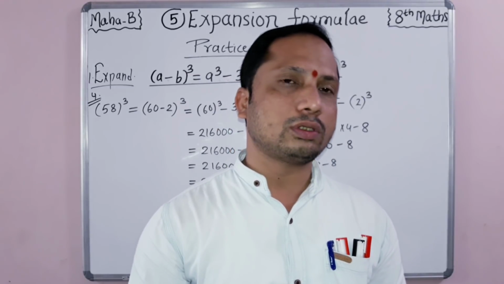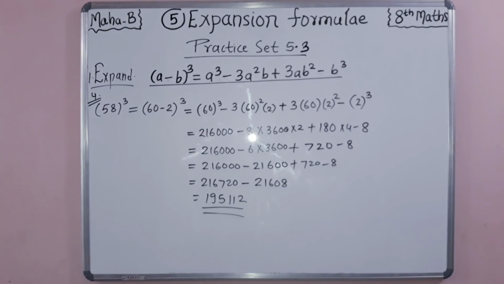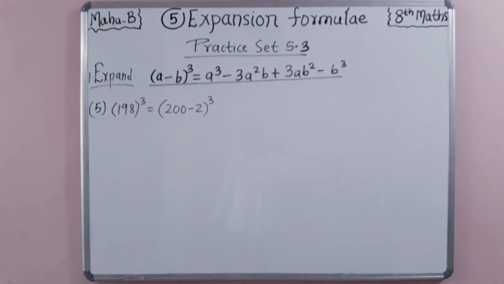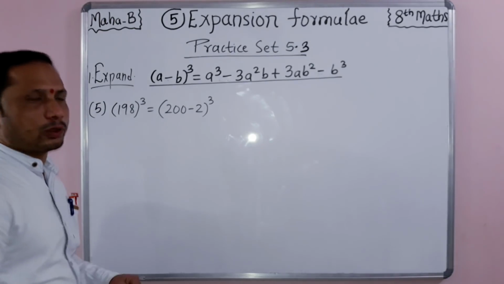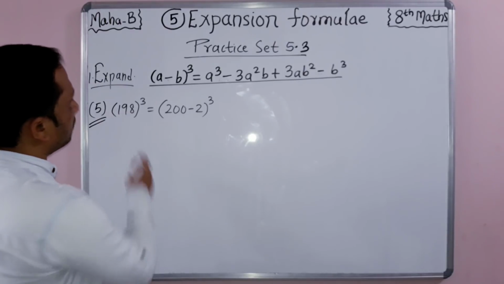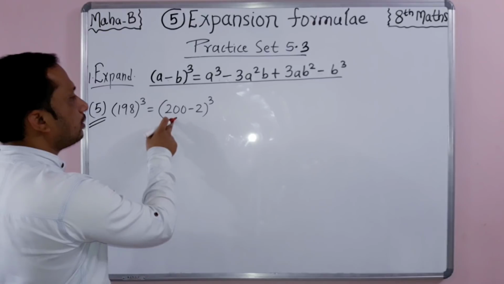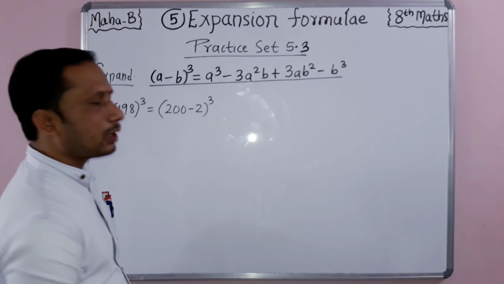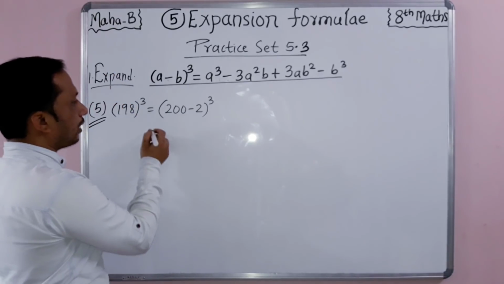Now we are going to solve the next problem. Okay students, see, this is our fifth problem of practice set 5.3. In the first question, expand 198 cube. Okay student, we can write that 198 is like this, 200 minus 2, bracket cube. Now we have to expand the number according to the formula.